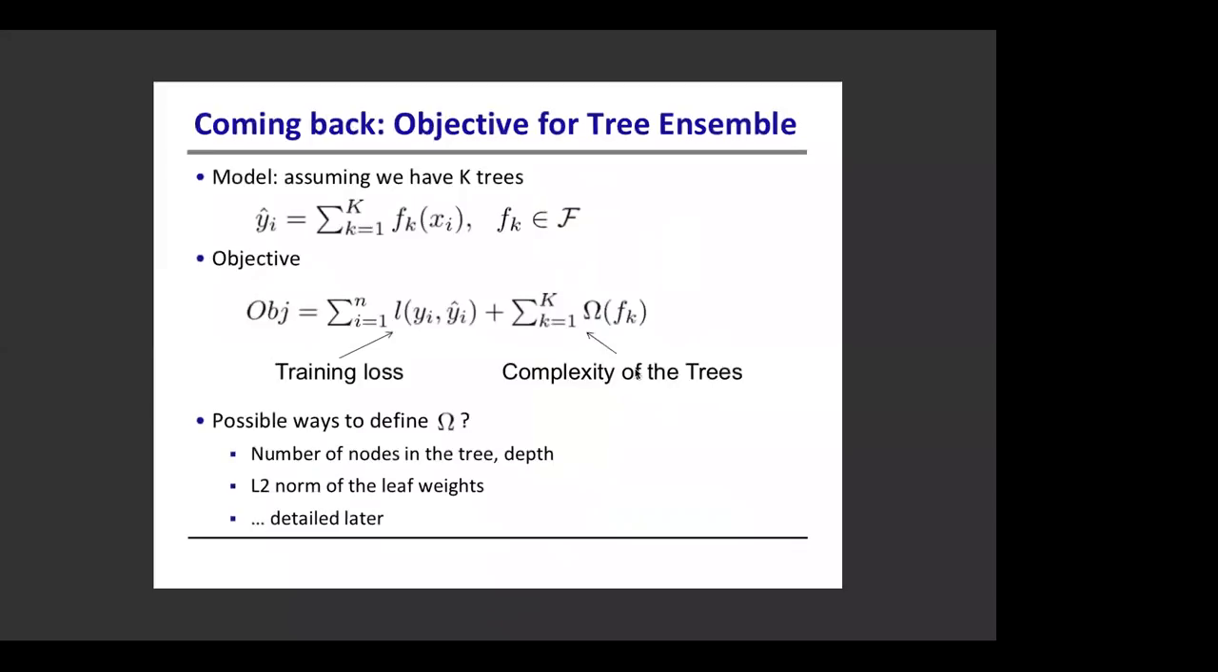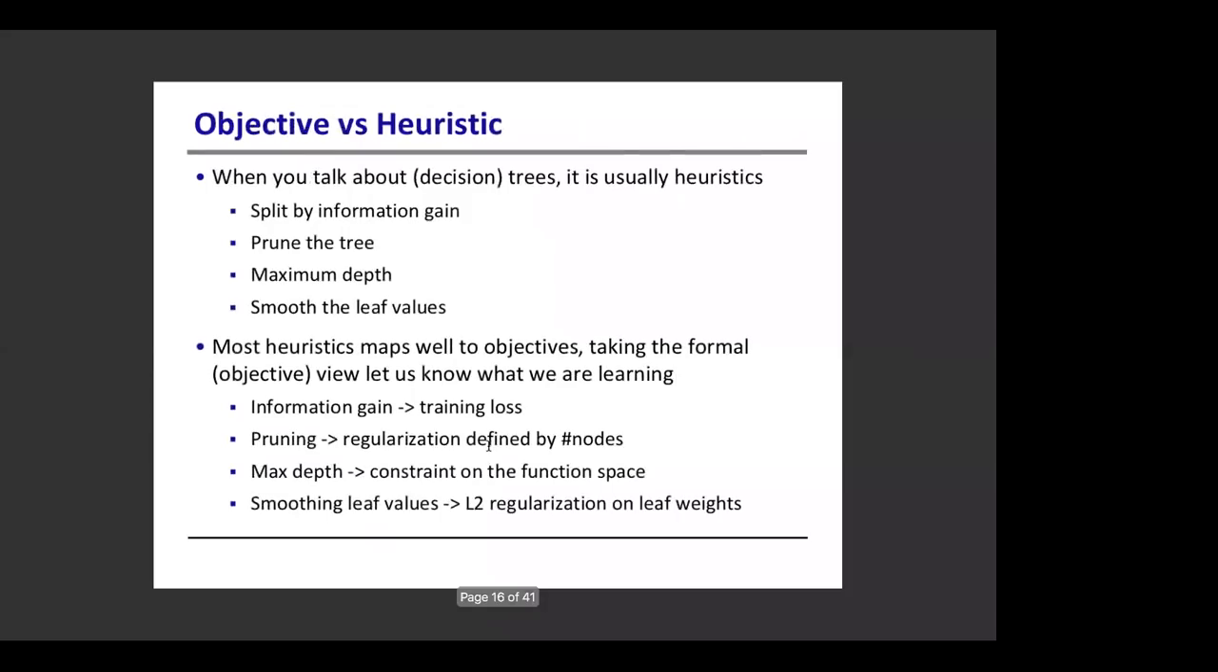All right, great question. We have an objective function in which there are two parts. This is the training loss. This is the complexity of the tree. So that's the overall objective function. The possible ways to define the sigma could be the number of nodes in the tree, the depth, or maybe the total norm of the leaf weights, if we have just too many weights and so on.